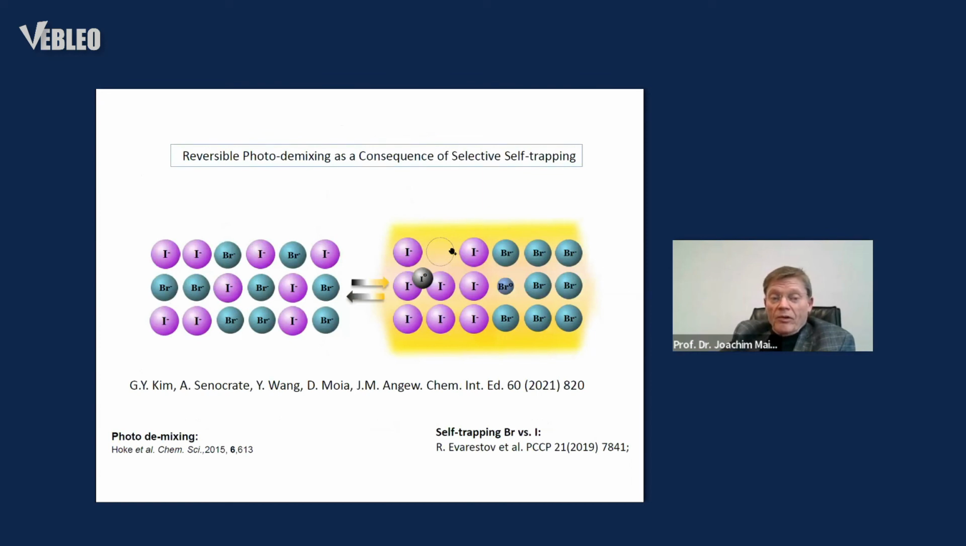There's one immediate consequence of it. It is what is called photo-unmixing. So you have a bromide-iodine mixture, the solid state. What you observe under illumination is that you get a separation into iodine-rich and bromine-rich domains, and this is reversible when you switch off the light. And this can directly be a consequence of what I just discussed, because this kind of effect you only see in the iodine and not in the bromine.